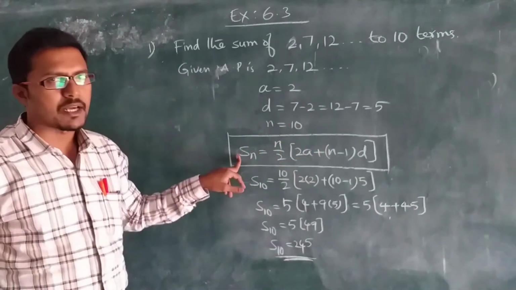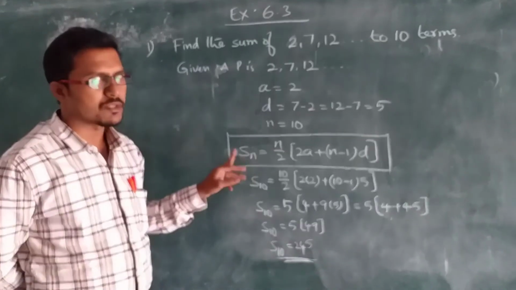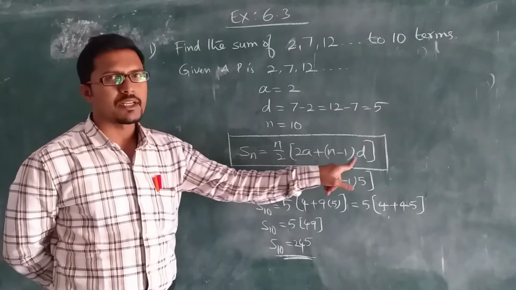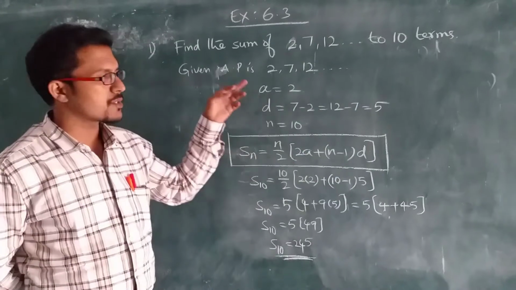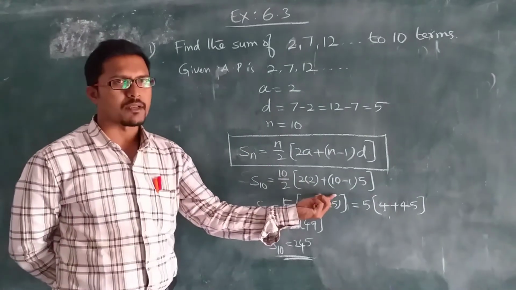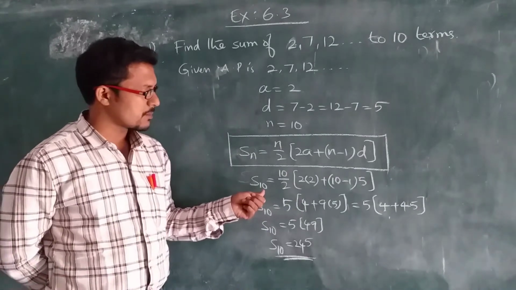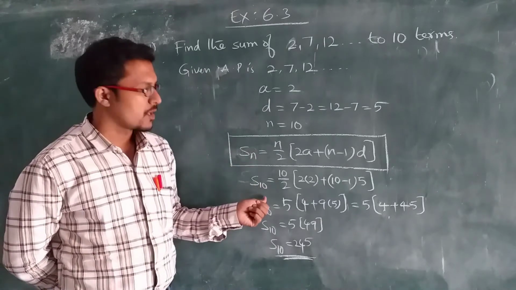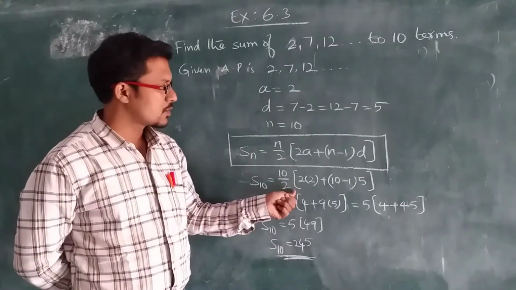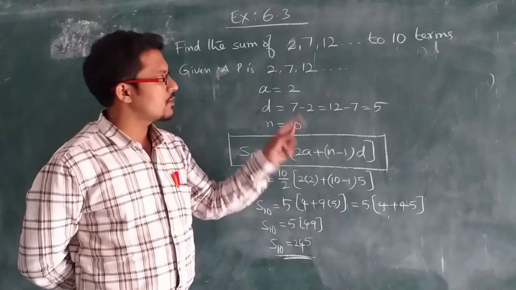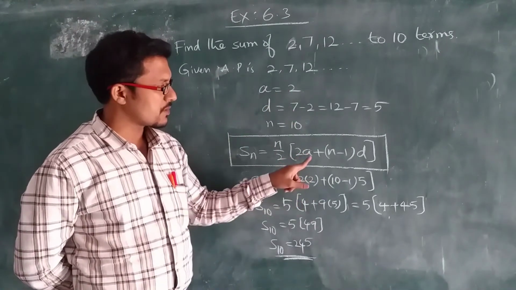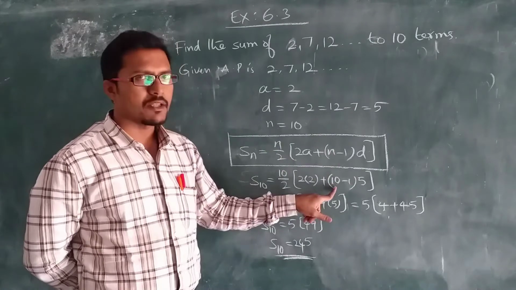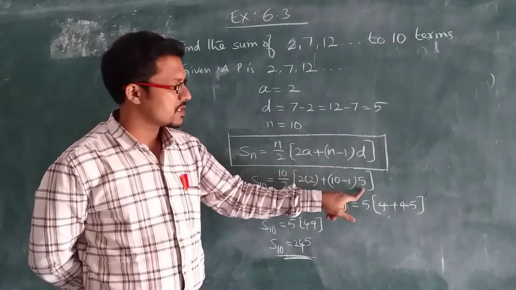Then what is the formula? Already we came across this one: Sn, the sum of n terms, is equal to n by 2 into 2a plus n minus 1 into d. Let us substitute the values a, d and n in the given formula. Sn means the sum of how many terms we have to find here, which is 10. So let us write 10 in place of n, equal to 10 by 2 into 2a, that is 2 into the a value, which is 2, plus 10 minus 1, since n is 10, into the common difference 5.